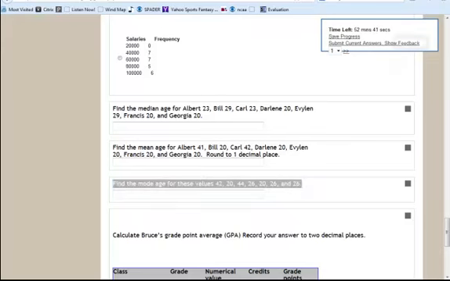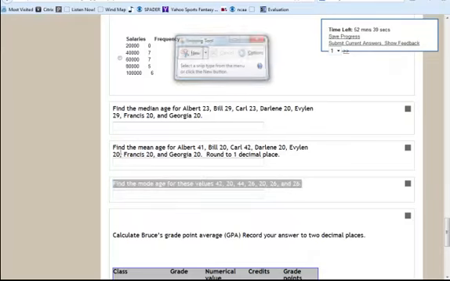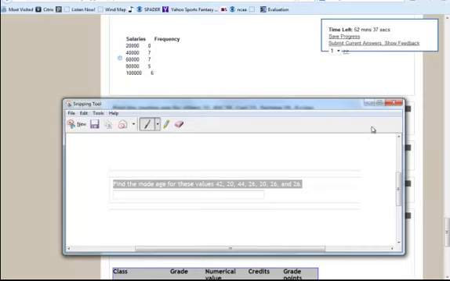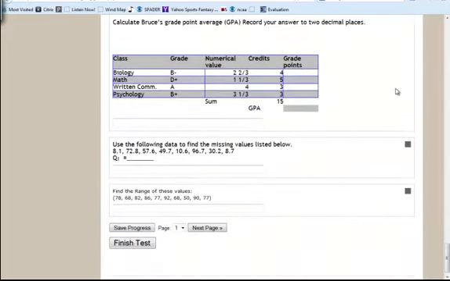Mode. So for the mode, you find the one that there's the most of. If you notice, there are 3 of those and only 2 of those, and so that would be the mode.